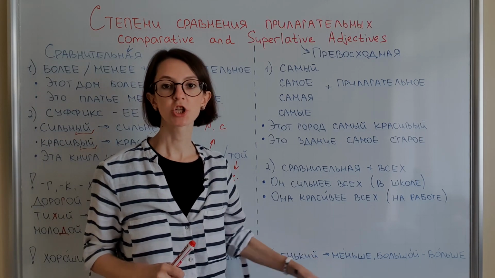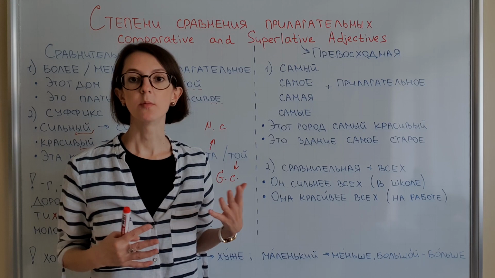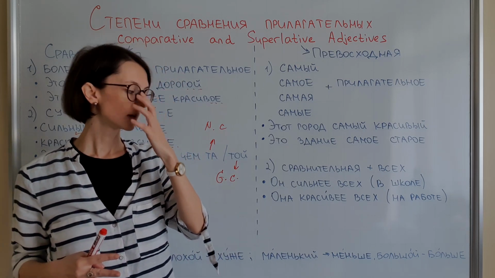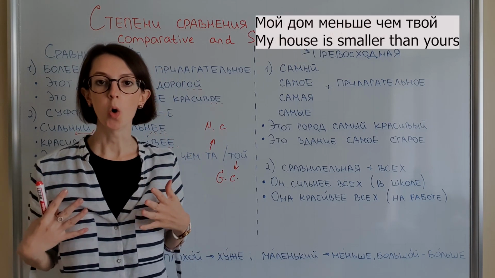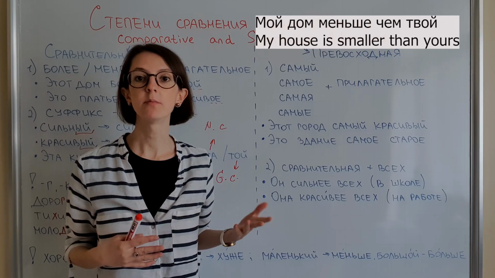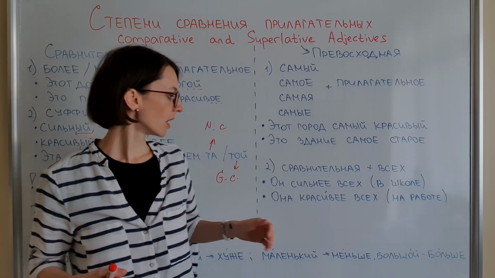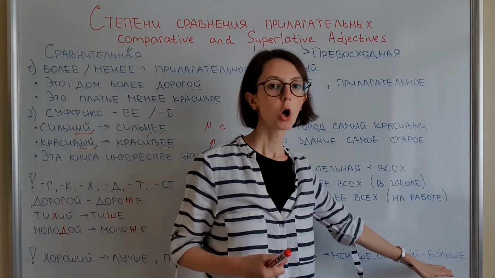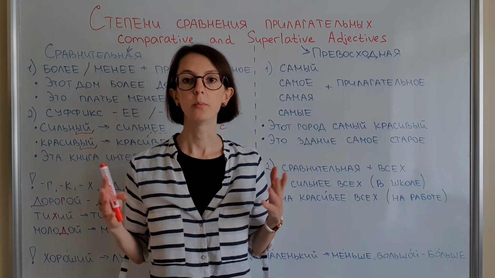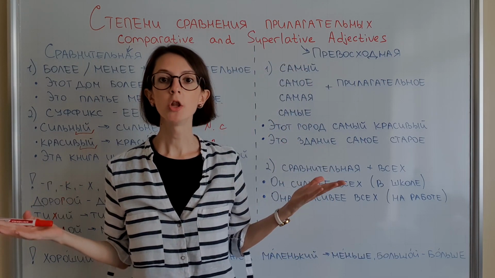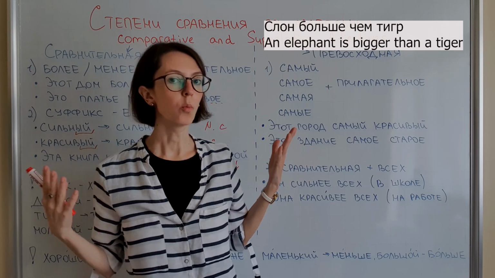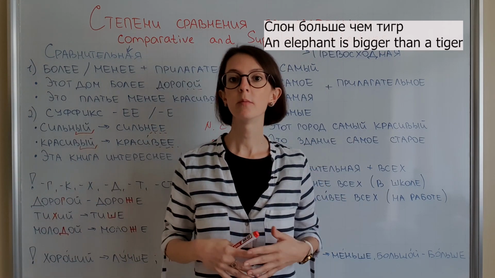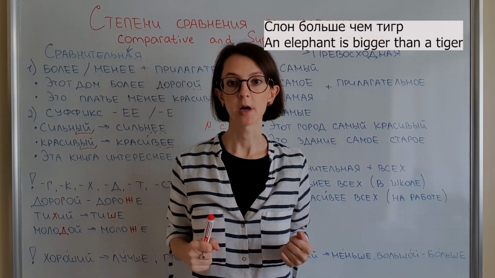Маленький, меньше. Small, smaller. Этот мой дом меньше, чем твой. Большой, больше. Big, bigger. Слон больше, чем тигр, for example.